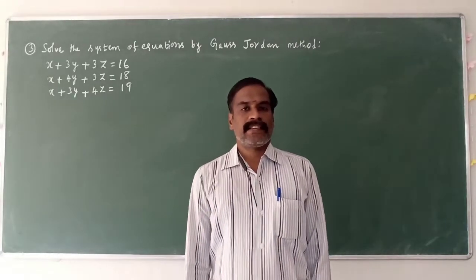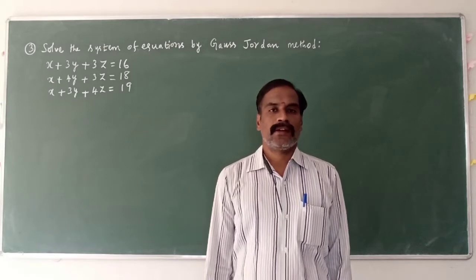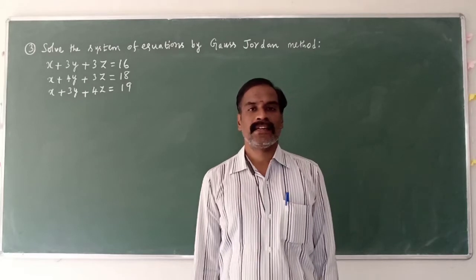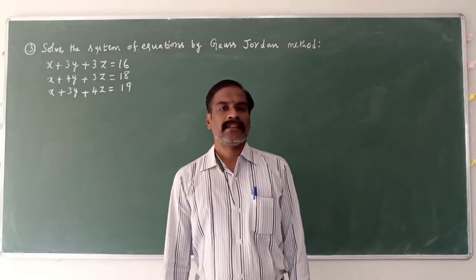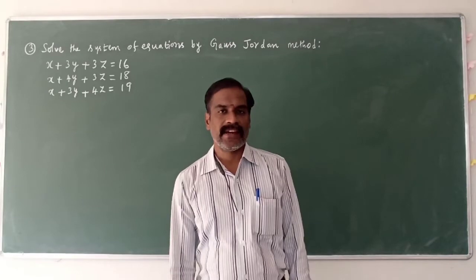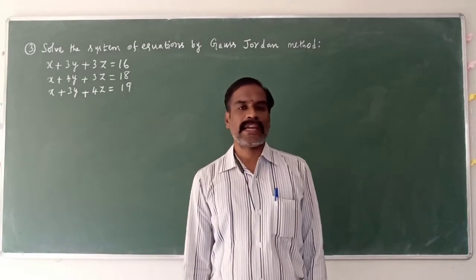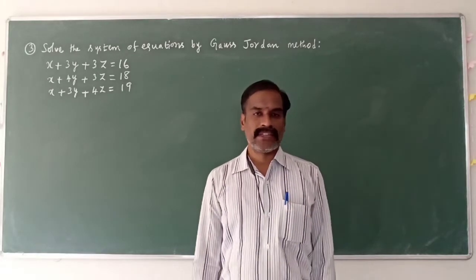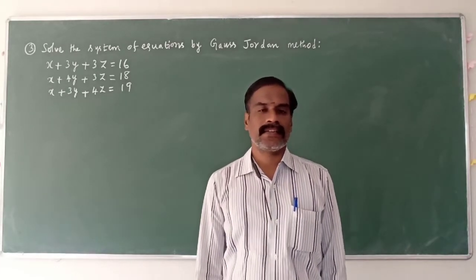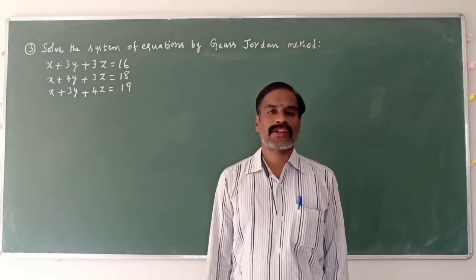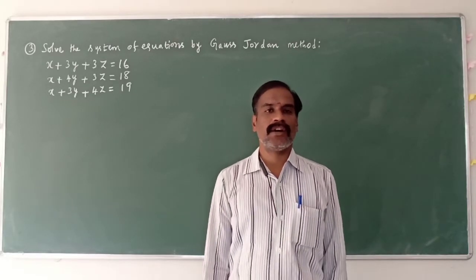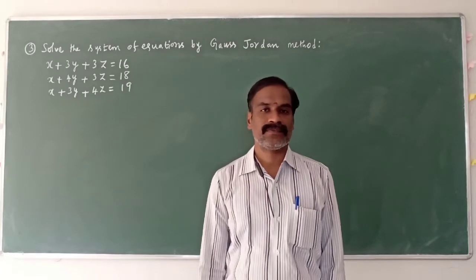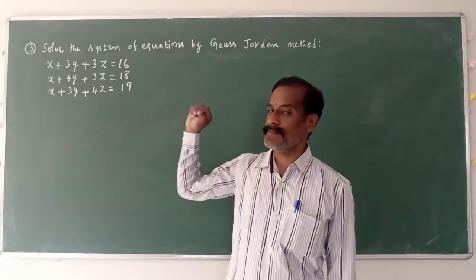Today we will discuss the Gauss-Jordan method for the given simultaneous linear equations. Three linear equations will be given, and we have to find the x value, y value, and z value using the Gauss-Jordan method. We already discussed the introduction of the Gauss-Jordan method in the previous class, and how to eliminate the particular coefficients. Now to solve the third sum.